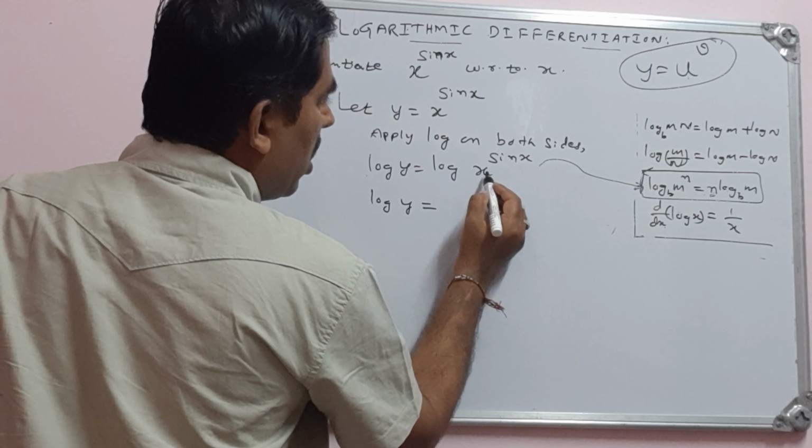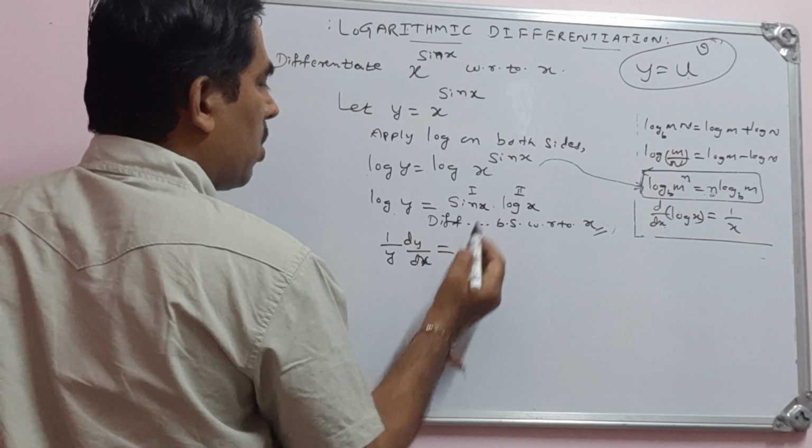On the right hand side I have two functions, sin x and log x. Take one as the first and the other as the second function, then use the product rule. What happens on the left hand side? Once again log y, as I explained in my previous example. The derivative of log y is 1 by y into dy by dx.